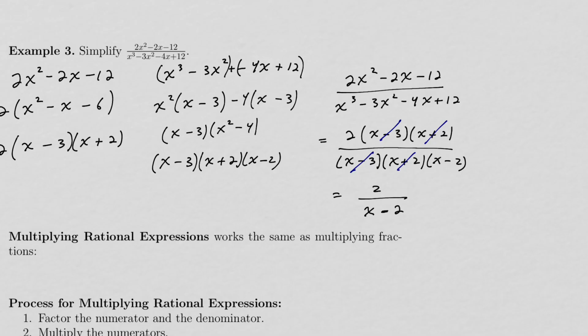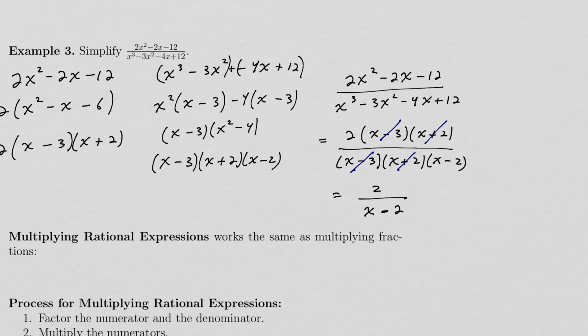But again, that's true, so that rational expression simplifies to 2 over x minus 2 as long as x is not equal to 3, negative 2, or positive 2. Okay, so that's a reminder on how to simplify rational expressions.